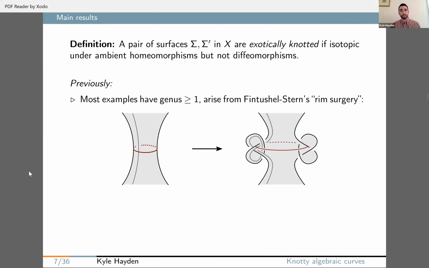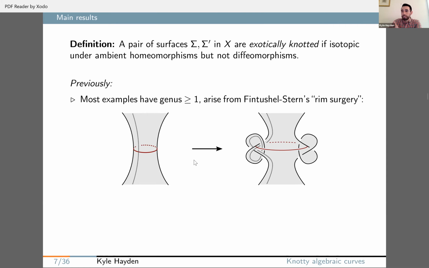So the definition from above: surfaces are exotically knotted if they're isotopic under ambient homeomorphisms, but not diffeomorphisms. And for the most part, the previous examples of exotically knotted surfaces are positive genus surfaces that arise from variants of an operation known as rim surgery due to Fintushel and Stern. Roughly speaking, if you have some surface of positive genus inside some four manifold, you choose a loop in your surface that's essential. Now, if you think about a neighborhood of that loop, that was an S1 inside of a four manifold, so it's an S1 times B3. But you've got this little annulus neighborhood of your loop inside the surface. And so above every point in your loop, you have an interval fiber from your annulus neighborhood.